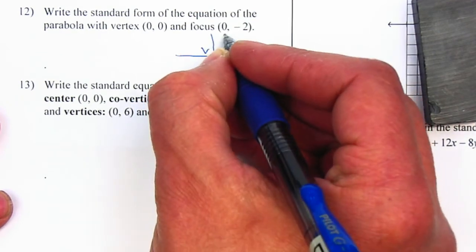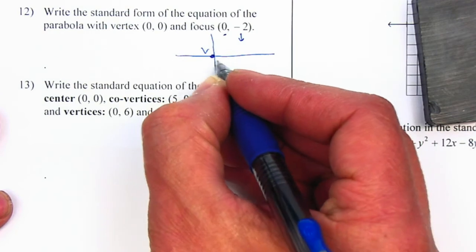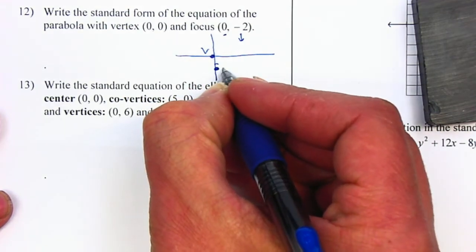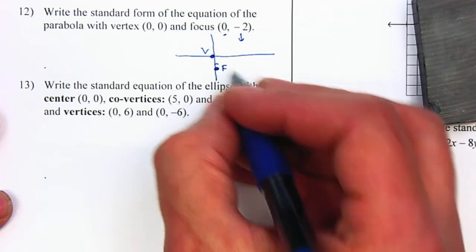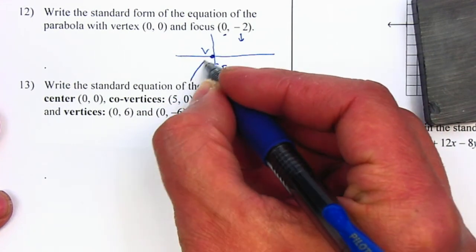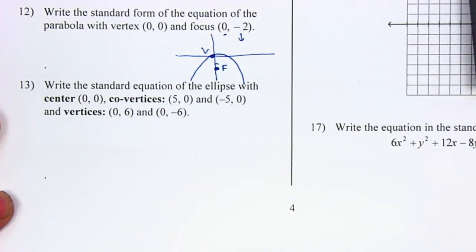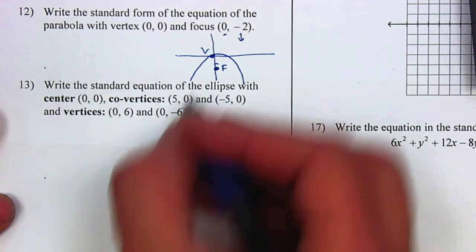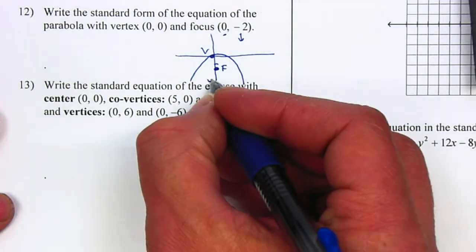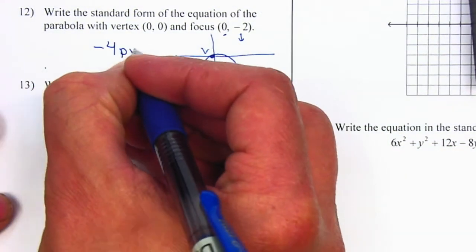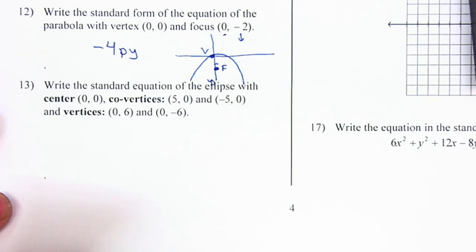That means you're going to stay there and then you're going to go down 2. So stay there, 1, 2. Your focus is right here. So that means that your focus has to be inside the parabola. It's facing the negative y. So we have to use the negative 4py because it's facing the y on the negative side.